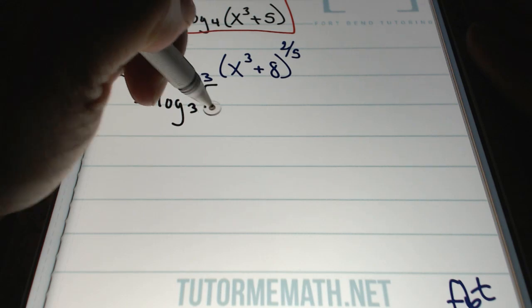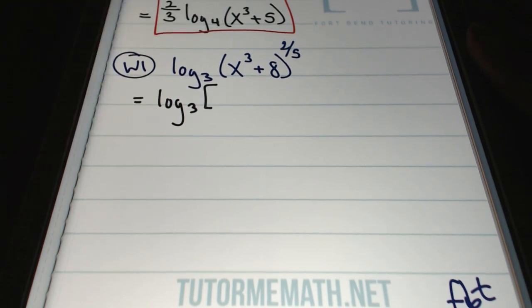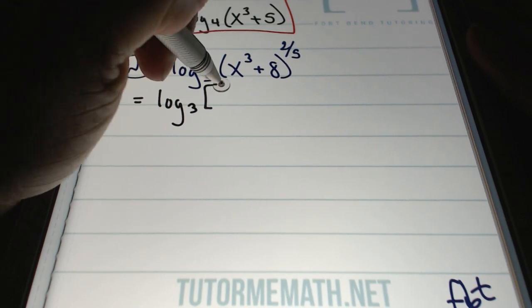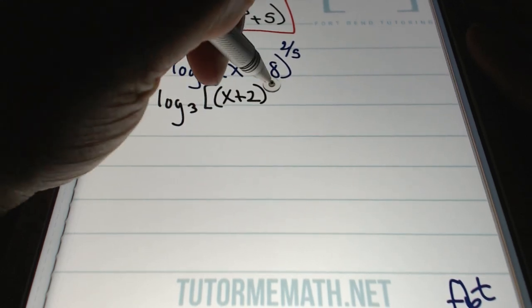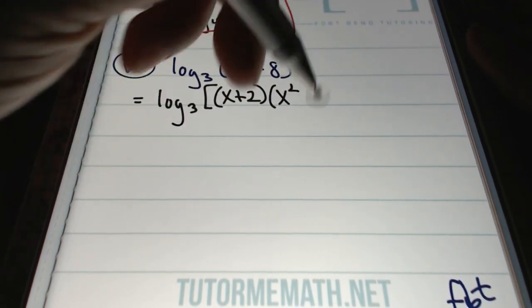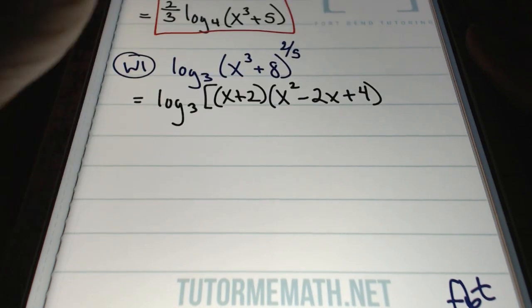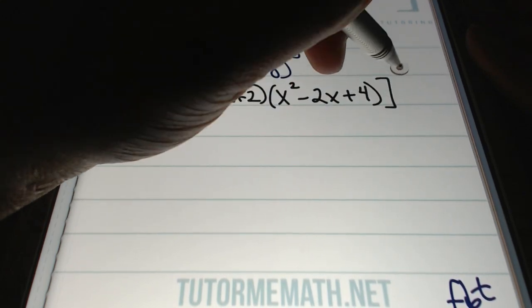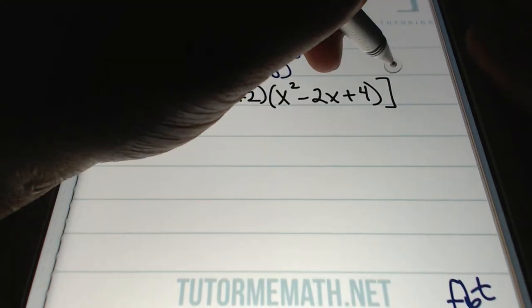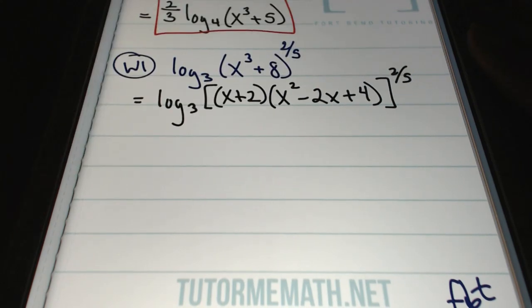Let's show that we have log base 3 now. And we're going to show that the factorization of the sum of cubes within is going to be x plus 2 times x squared minus 2x plus 4, all of this raised to the 2/5 power. So this is what I have now. What do you think? Looking good, right?